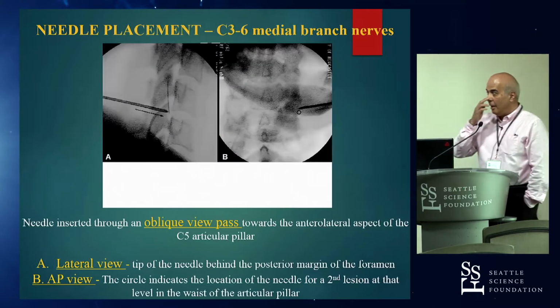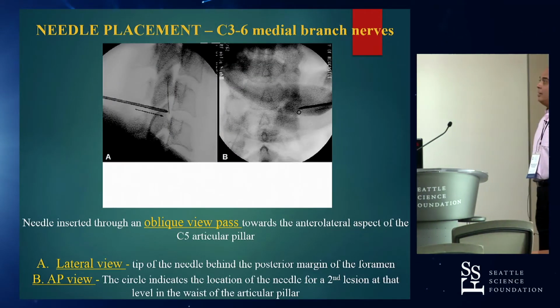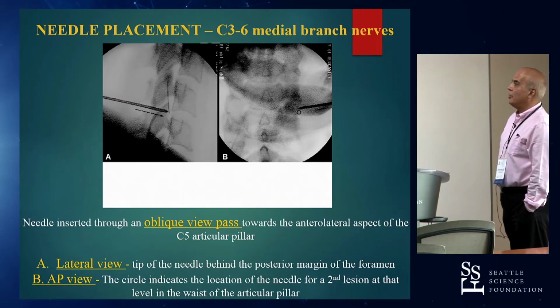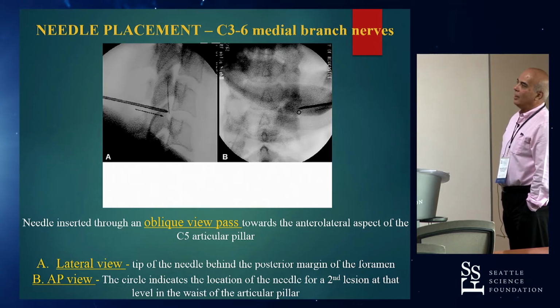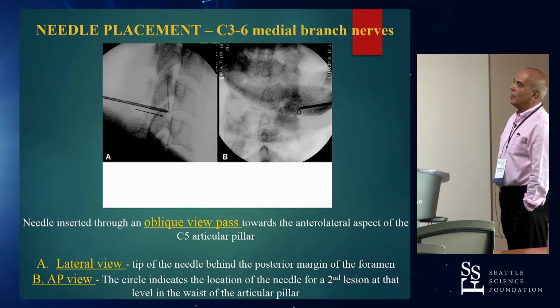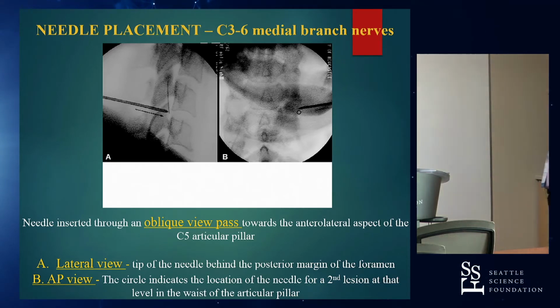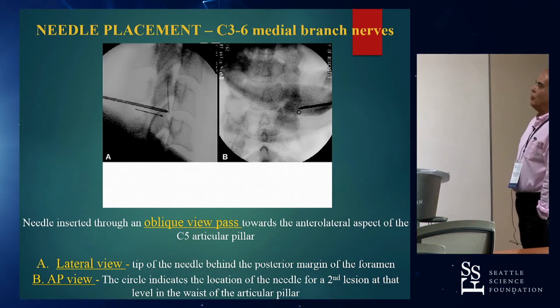These are pictures of a needle that is inserted through an oblique view pass, and you can see that the tip of the needle is moving toward the anterolateral aspect of the C5 articular pillar. You have a lateral view on image A and an AP view on image B.